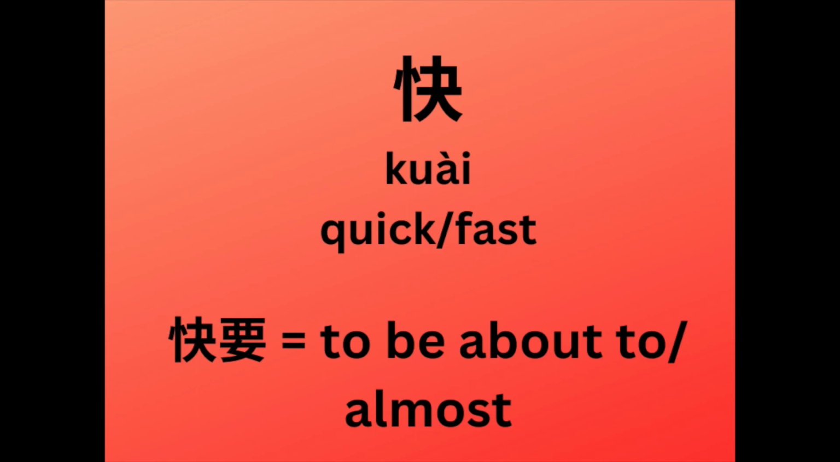Now, as you've seen in these examples, I've added one word to it, which is the word 快. 快 means quick or to be fast. In this case, it really emphasizes that something is about to happen. So, 我们快要迟到 means we're almost late. I could say, 他们快要吃饭 means they are really about to eat. And 他老婆快要生 means his wife is about to give birth.